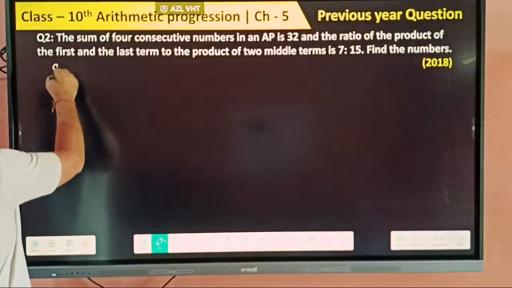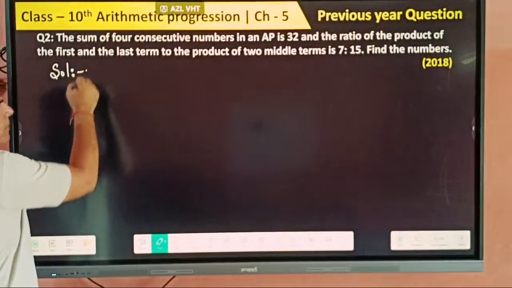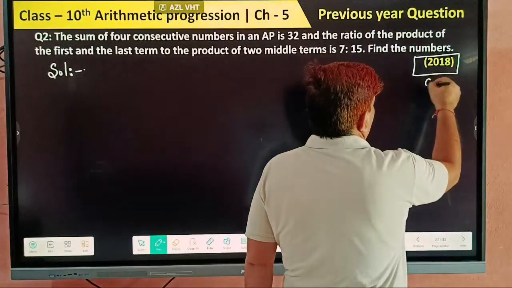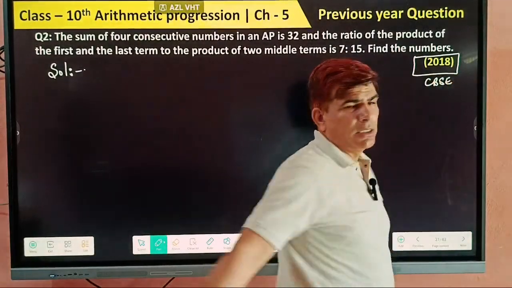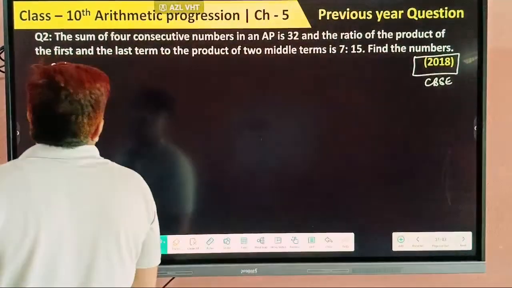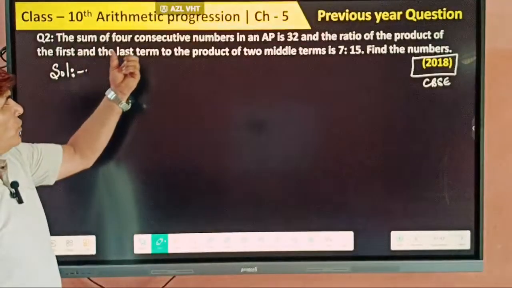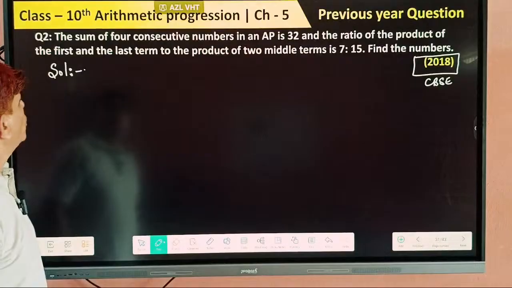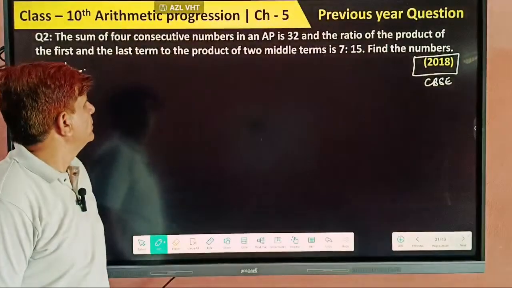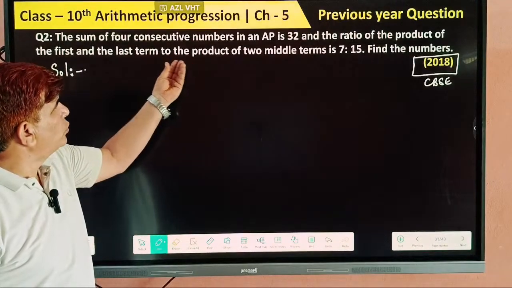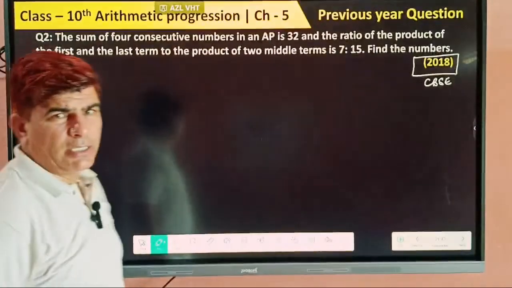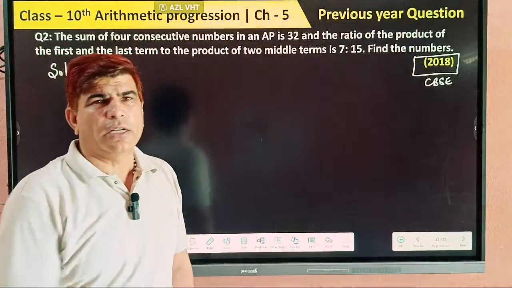So this is question number 2, which came in the exam in 2018, in CBSE. CBSE means Central Board of Secondary Education. The sum of 4 consecutive terms in an AP is 32, and the ratio of the product of the first and the last term to the product of the 2 middle terms is 7 by 15. Consecutive means side by side: 1, 2, 3, 4. These are consecutive.